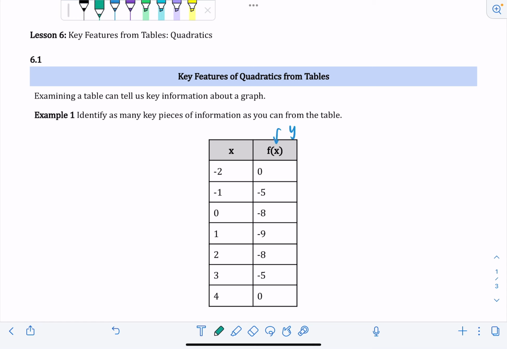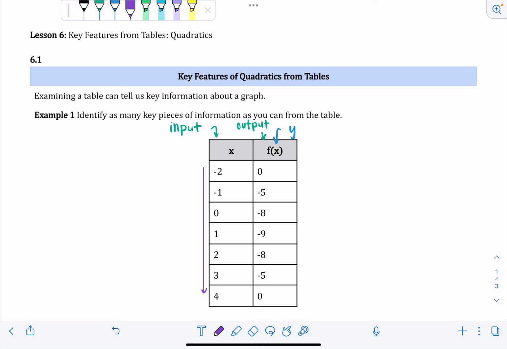I would like you to consider the x values, or the left side of the table, as all of our input values, and then the right side of the table, where it's f of x or sometimes y is written, is all of our output values. Most of the time, your table is going to be set up with the x values on the left increasing as the table goes down. So we go from -2, -1, 0, 1, 2, 3, 4. All the x values are increasing.